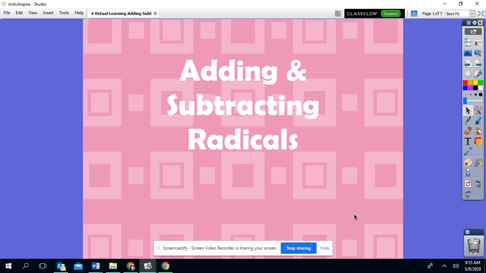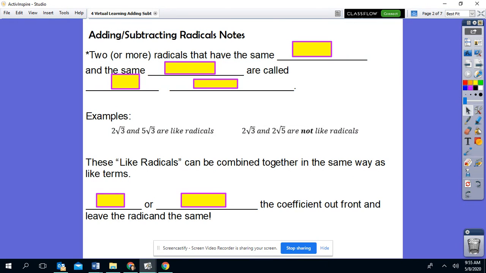Hey guys, we are on week 6. This week we are adding and subtracting radicals. So I'm going to go over a few things that you need to know before we get started.